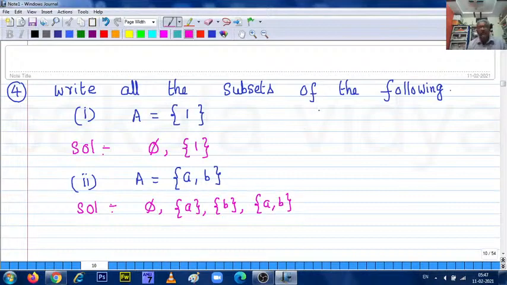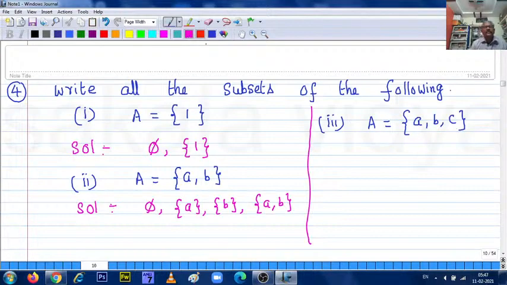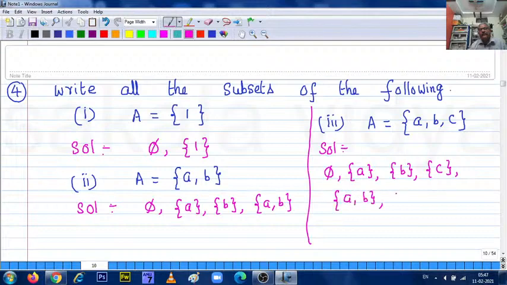Okay, right. So next let us go for the third question. Write the subsets of A is equal to {a, b, c}. See the solution. What are the subsets? First is phi. Next, one element: {a}, {b}, {c}. Now two elements means {a, b}, {b, c}, {c, a}, and 3 elements at a time, only 3 elements, means {a, b, c}.